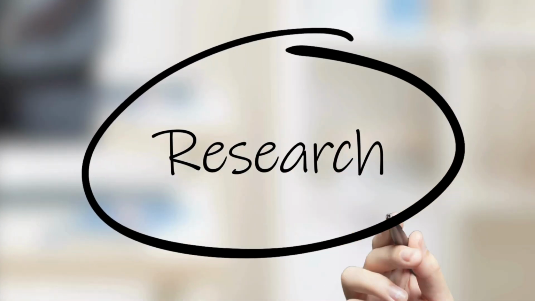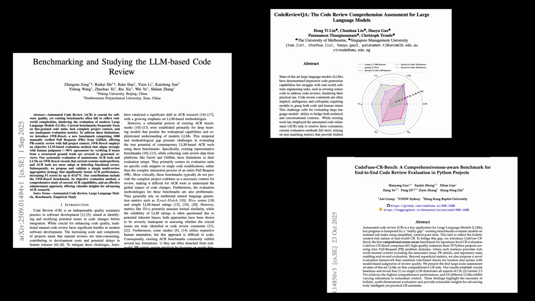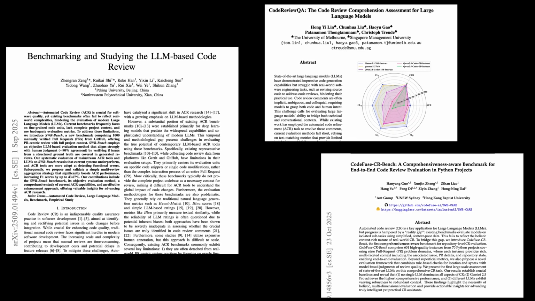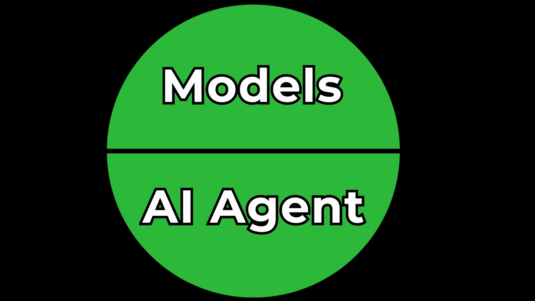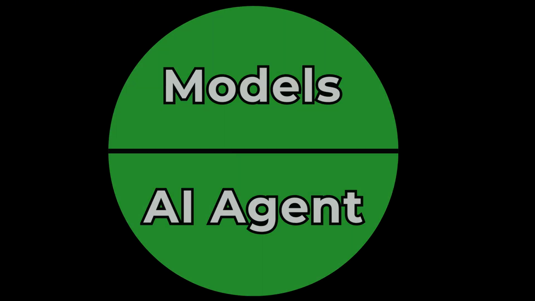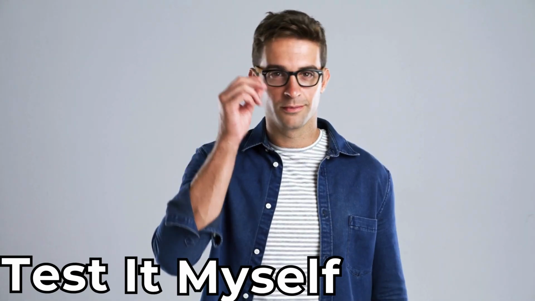So I tried going down the research path. I found a few papers and articles that attempt to measure code review performance, but they all focus only on the models themselves. And honestly, just talking about the model is only half of the picture. When it comes to code review, the agent matters just as much, because the agent is the one attaching the context, understanding the structure of your project, and feeding the right files to the model. Without that, the results are meaningless. So unfortunately, there's no official benchmark we can rely on, which means I had to do the only reasonable thing left: test it myself.